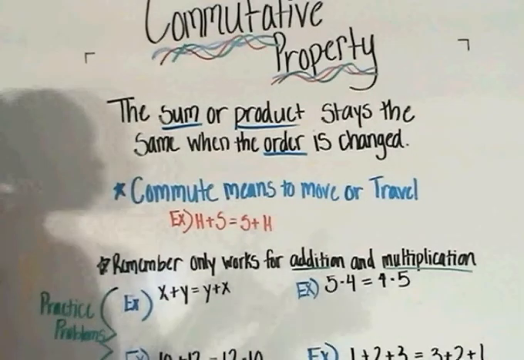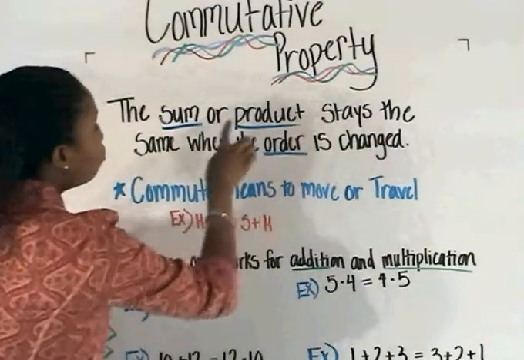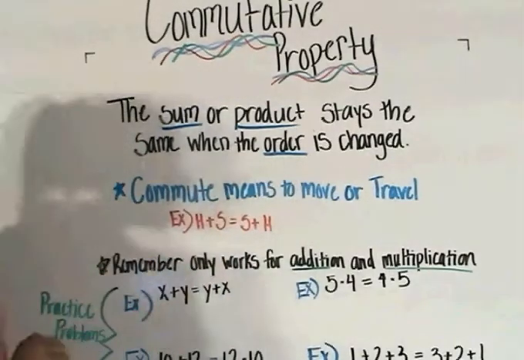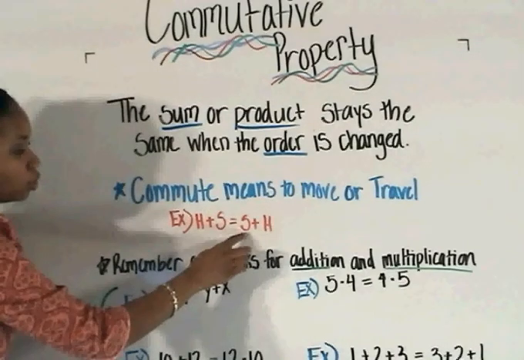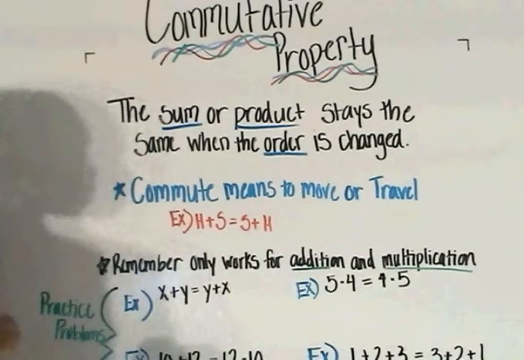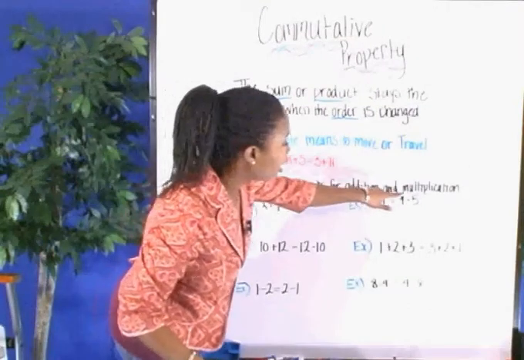This can help you remember the commutative property. The sum or product stays the same when the order is changed. From home to school equals from school to home. Now remember, this only works for addition and multiplication.